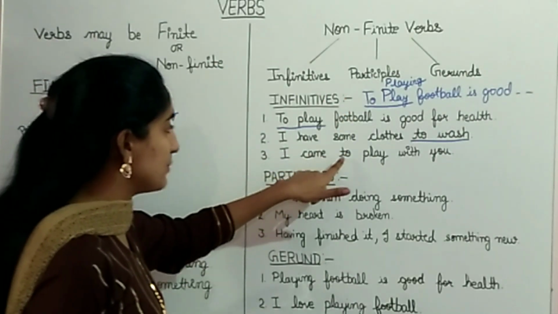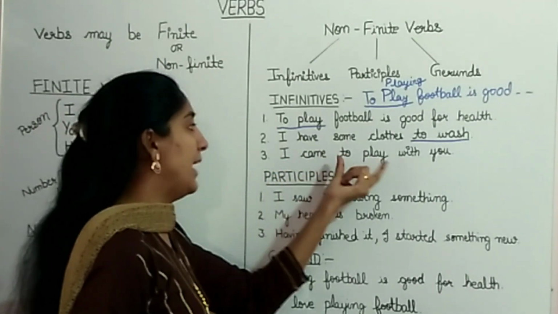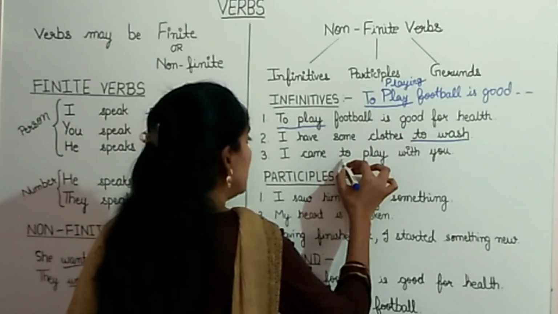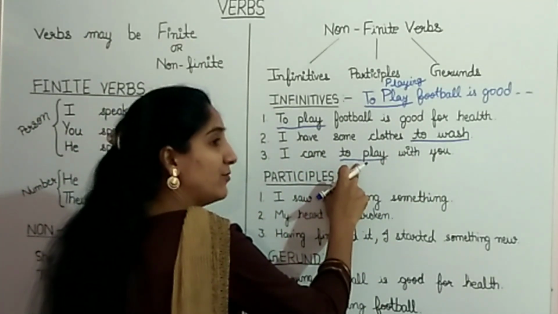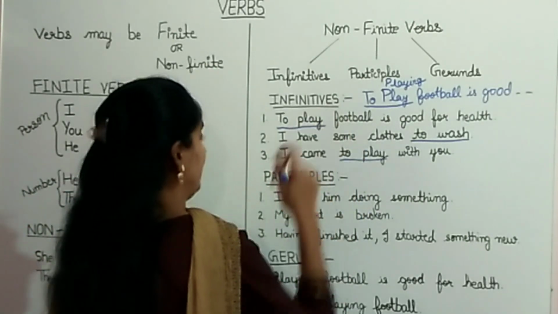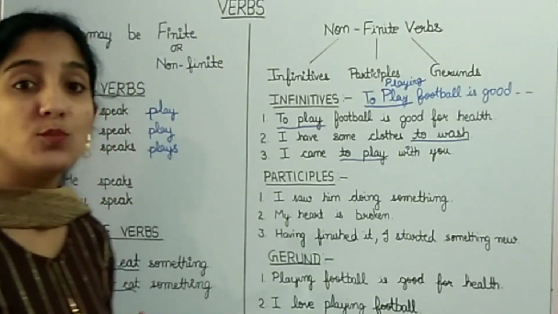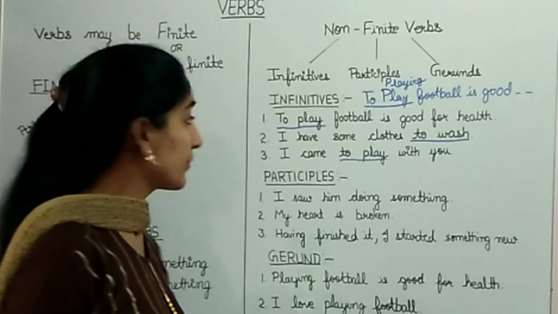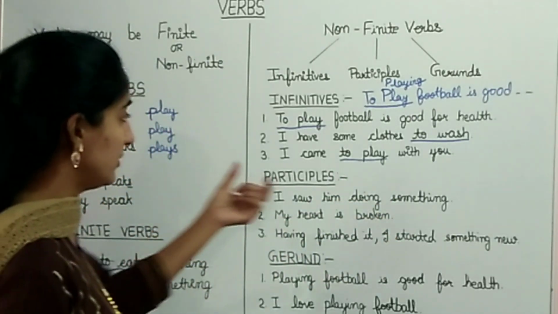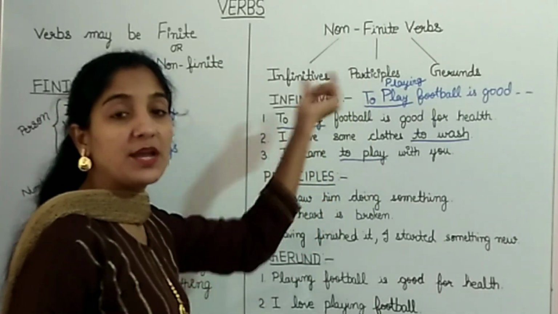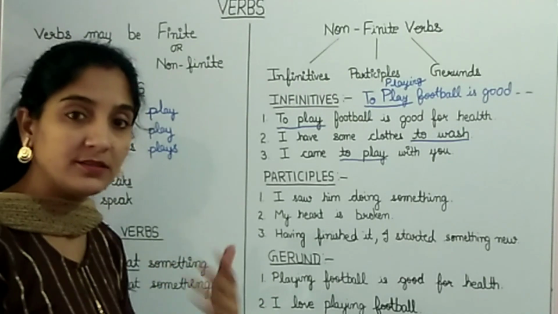Third one, I came to play with you. Now here came is a verb and play is the word which is used to modify the verb. So this is an adverb infinitive. Adverbs are those words which are used to modify verbs or adjectives or another adverb.